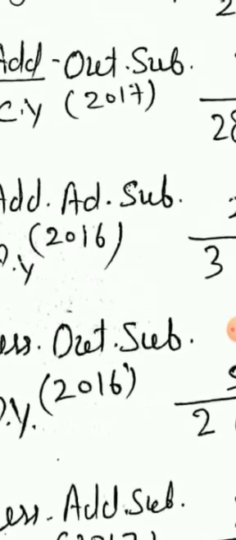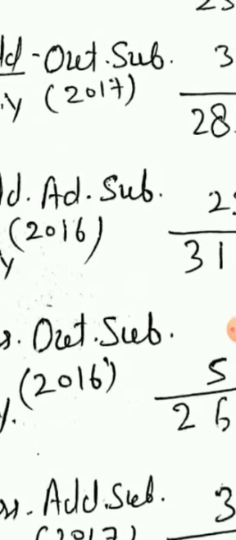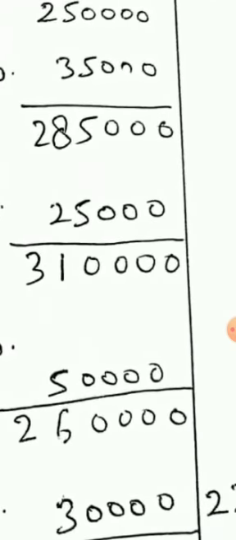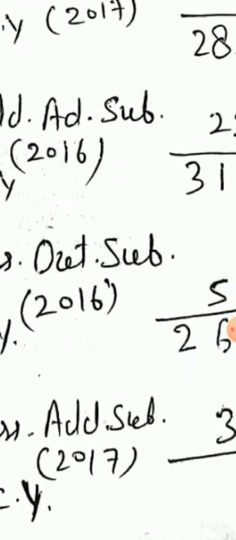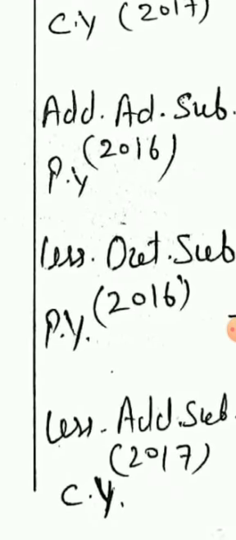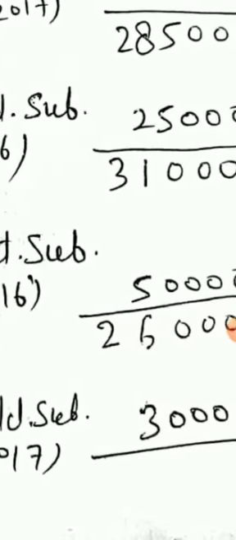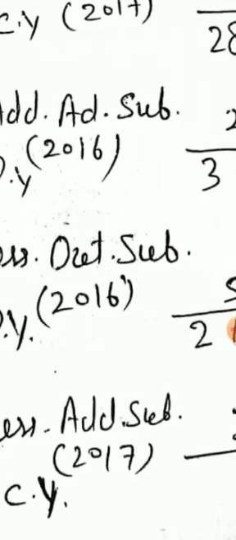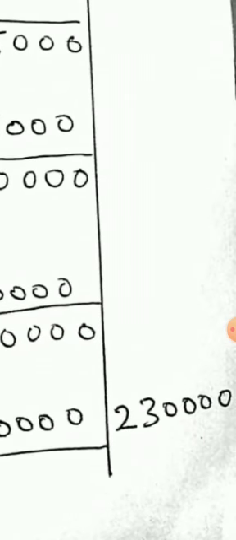Current year outstanding we are adding, and previous year advance we are adding, 25,000, total 3,10,000. Then next, less outstanding subscription for previous year, 50,000, and then less advance subscription for current year. The advance subscription for current year amount is 30,000, and then the total amount outside is 2,30,000.